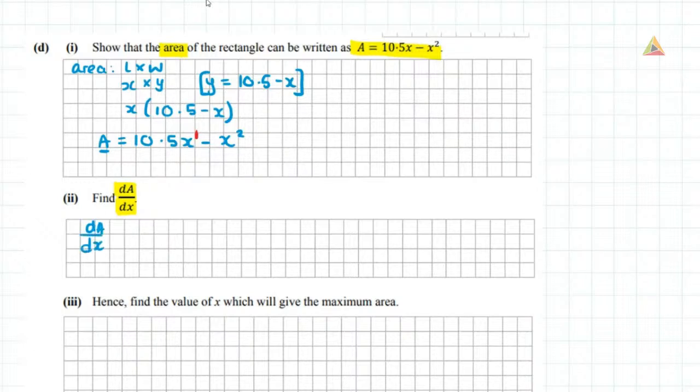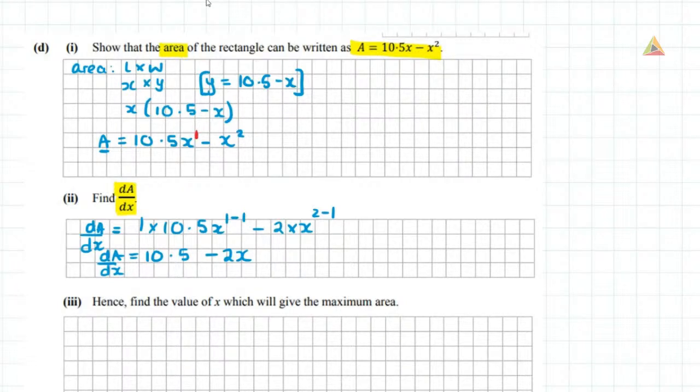So we're bringing the power to the front as a multiply. So 1 multiplied by 10.5 x to the 1 minus 1, minus 2 multiplied by x to the 2 minus 1, and that gives me 10.5. x to the 0 is going to be 1, so that's just 10.5, minus 2x, x to the 1 is x, so just minus 2x. So dA dx is equal to 10.5 minus 2x.